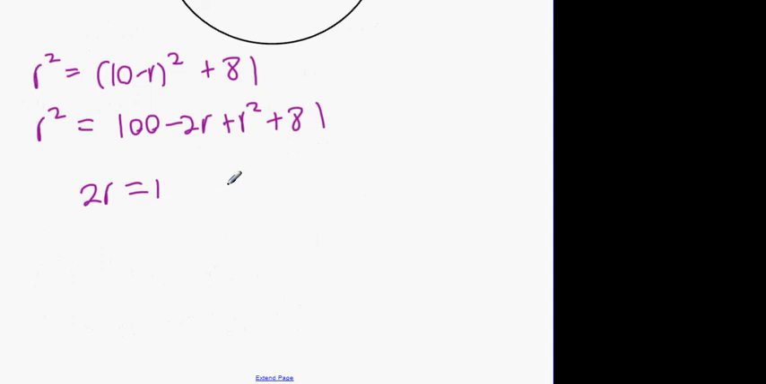You're just going to get 2r equals 19. Is that right? 2r equals 181. Oh, 181, sorry, excuse me. Oh, 20r. 10 minus r squared. So 20r equals 181. Divide that by 20. Our radius is 9.05. Okay, this is 9.05, lads. Okay, that is the radius of the arc.